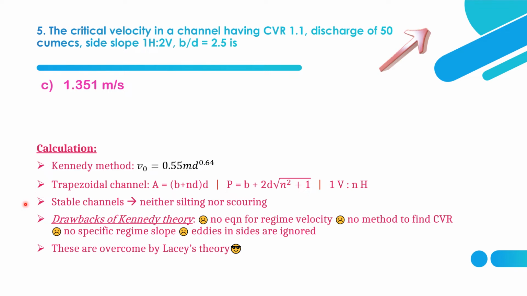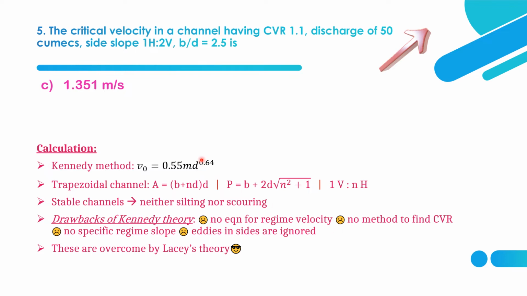Now we shall see other things like drawbacks of Kennedy's theory and what a stable channel is. A stable channel is nothing but the channel which has neither silting nor scouring. So that is called a stable channel. And there are many drawbacks of Kennedy's theory. We shall see them one by one. First one is there is no equation for regime velocity. Kennedy does not consider any regime conditions. So that's why no equation for regime velocity.